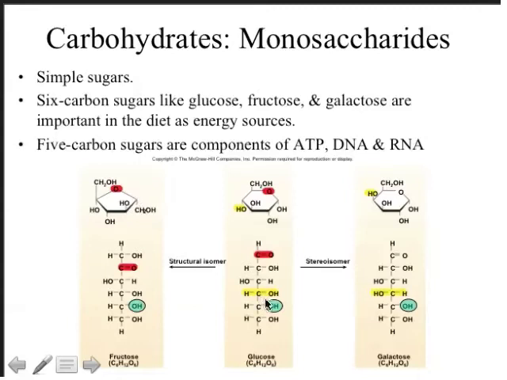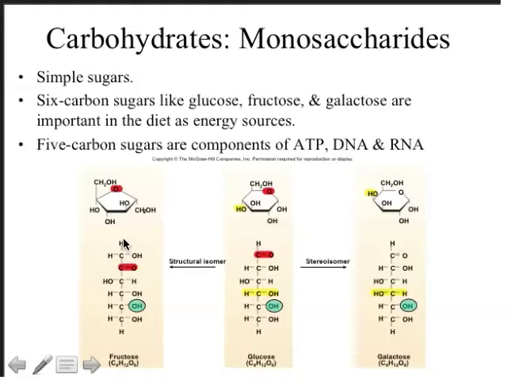In the case of glucose, it forms a 6-membered ring, and in the case of galactose, it forms a 6-membered ring. So the sugars in an aqueous solution are in equilibrium between these open and closed chain forms. So you have to understand that that's constantly going on.